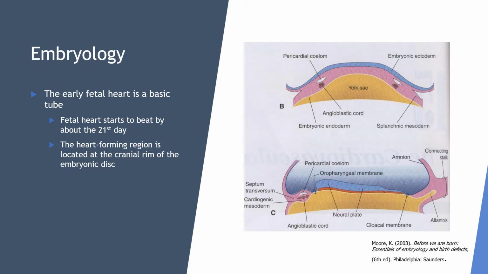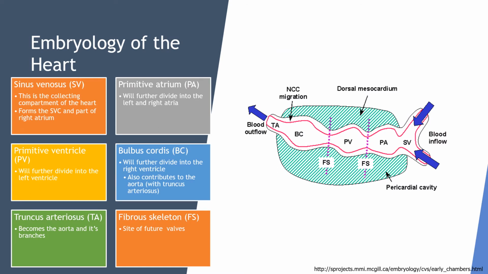And as the heart develops and the embryo develops, the heart will assume a normal position ventral to the forming forebrain and foregut. So when I say that the heart's a basic tube, this is a diagram of what I mean. So there's different areas of this fetal heart, and it's a tube, and we're just going to go through those areas. The first area is the sinus venosus, and this is the collecting compartment of the heart.